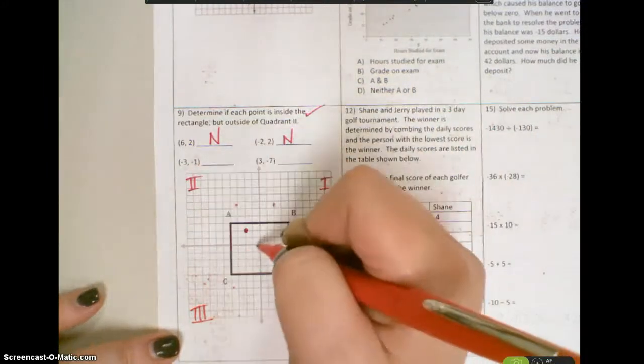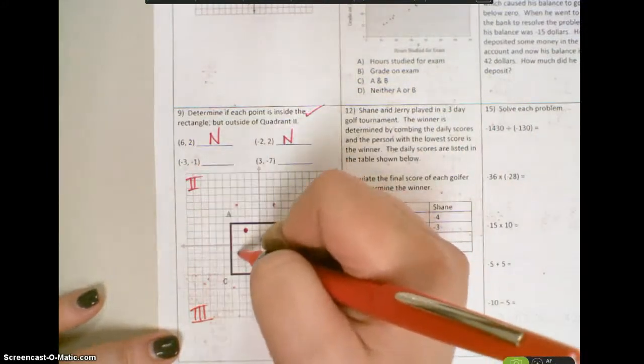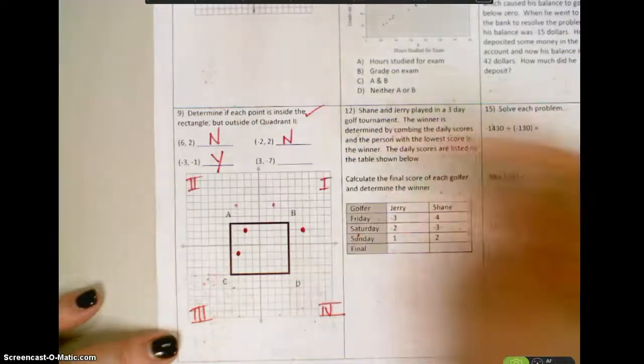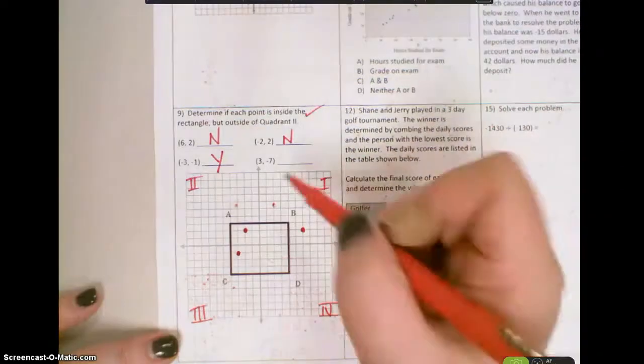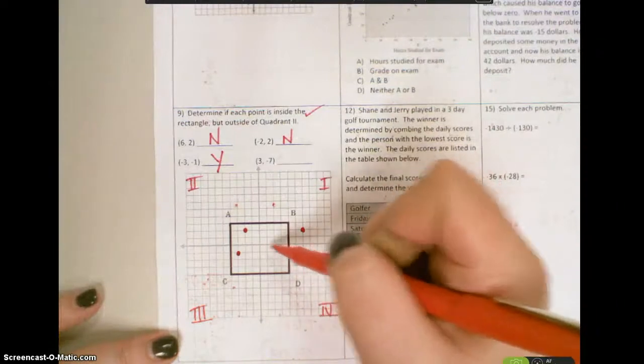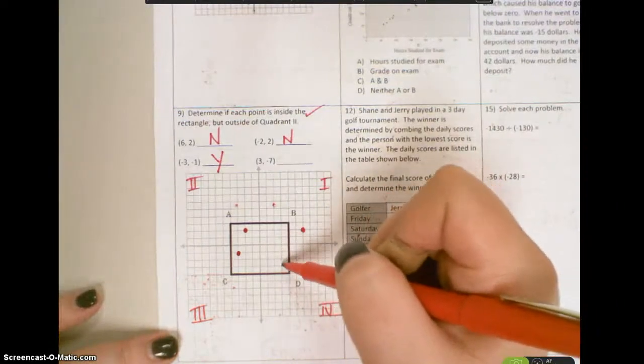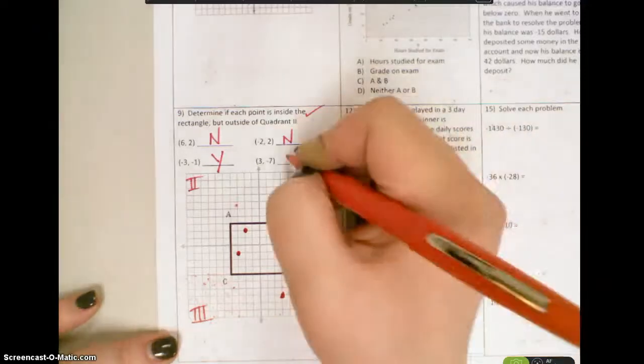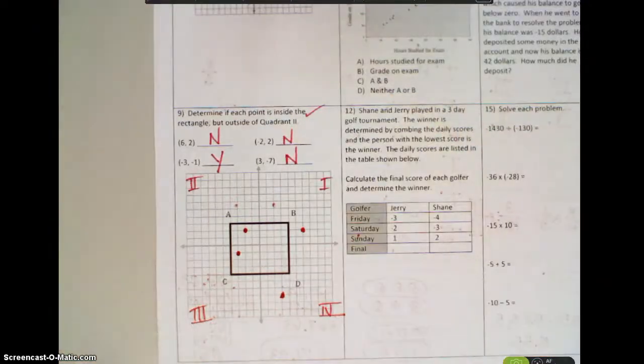-3, -1. So 1, 2, 3, -1 is down here. So that is in the rectangle, but outside quadrant 2. So that one works. And then 3, -7. So 1, 2, 3, 1, 2, 3, 4, 5, 6, 7. That's all the way down here. So again, not in the rectangle, but also not in quadrant 2.